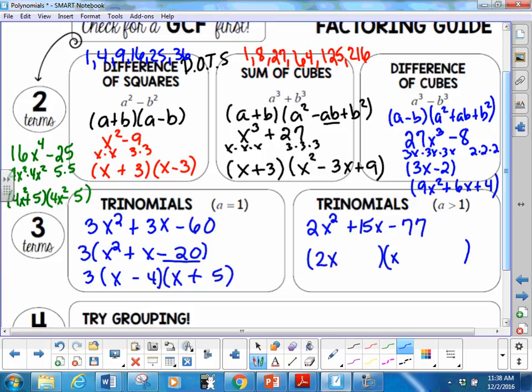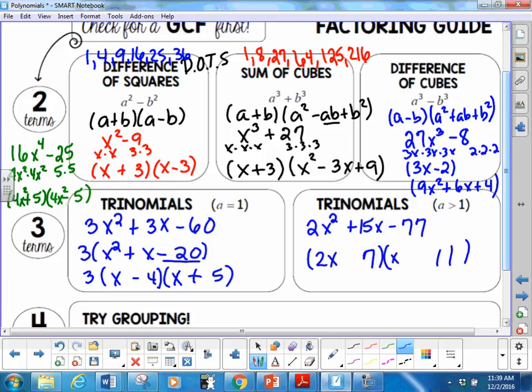You're going to get a real big number. That negative 144 is going to be a little bit difficult to work with. What can go here and give me negative 77? 11 and 7. And 77 is prime. So it's either 1 and 77 or 11 and 7.